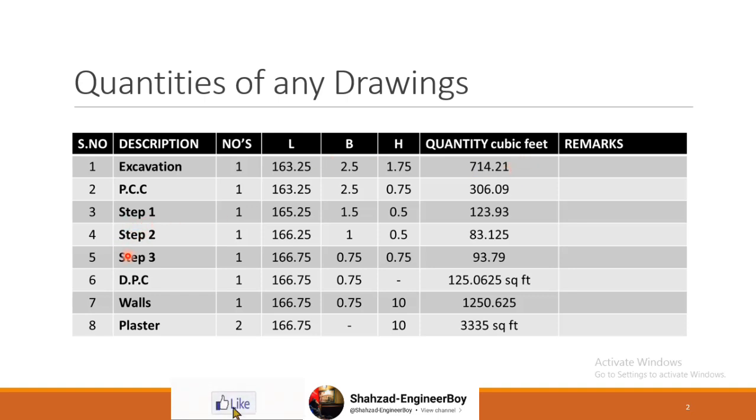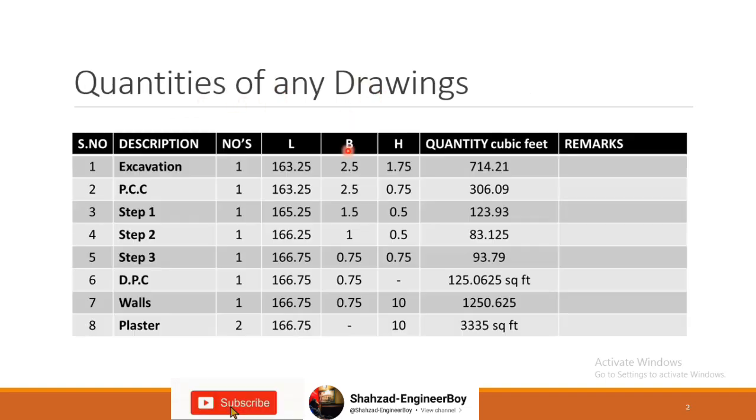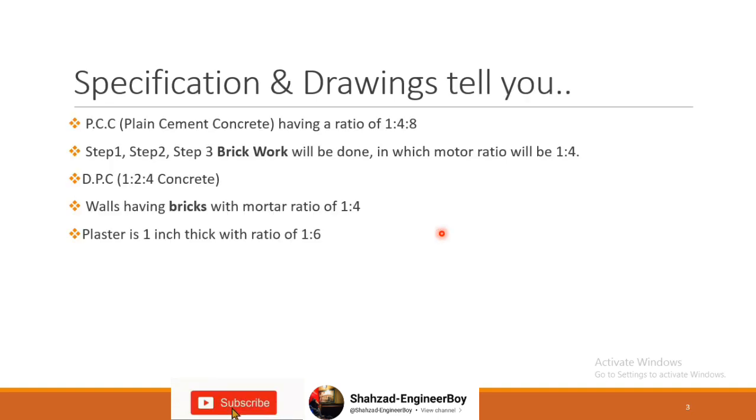Now in step 1, step 2, step 3, brickwork will be done in which the mortar ratio will be 1:4. It is understood from the specifications or maybe from the drawings that in step 1, step 2, step 3, this quantity is for bricks. We will be installing bricks in step 1, step 2, and step 3, in which the mortar ratio will be 1:4. If you are installing bricks, definitely you will need mortar for that. That mortar ratio is 1:4.